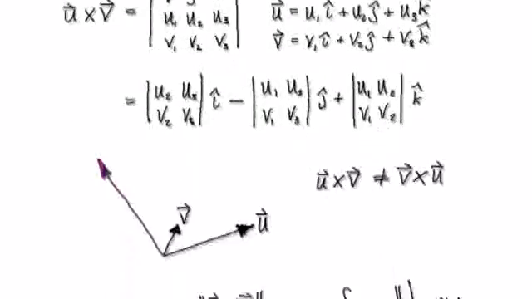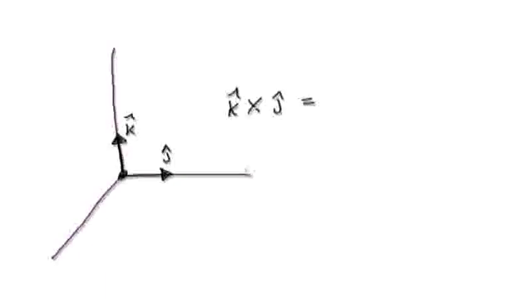Okay, let's give you guys some practice now. So k cross j. This is your vector k cross j. K cross j will result in which direction? Will it be in this direction or in this direction?